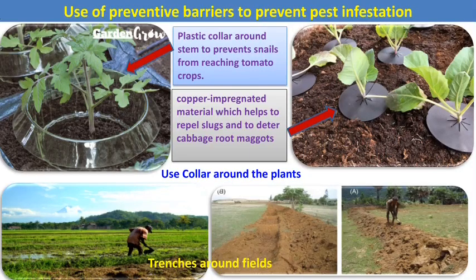Then the next one is the use of preventive barriers to prevent pest infestation. Here, plastic collars around the stem prevent snails from reaching tomato crops. It means that a collar around the stems of the tomato crop will help to reduce the infestation of snails. Then in the second picture, copper impregnated material helps to repel slugs and deter cabbage root maggots in the case of cabbage crop. Then trenches around the field. This technique is mostly used against the red hairy caterpillar in the case of groundnut crop.